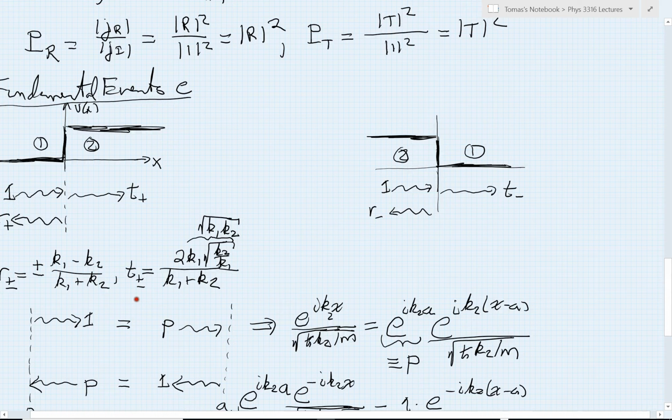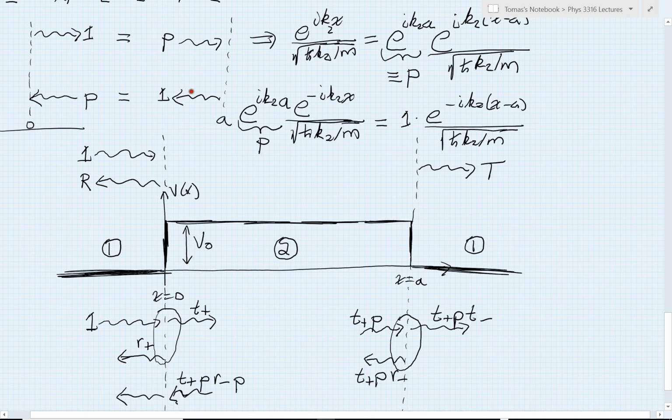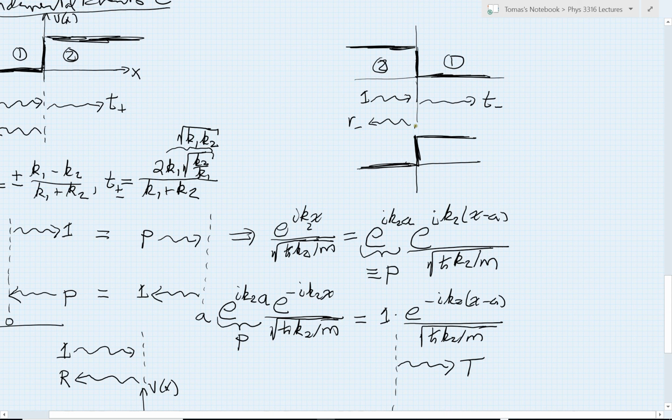So that then I will denote as yet another scattering event. So what I'm hitting then is this upward step. Right? I'm coming back and I'm hitting my upward step, but I'm coming in from the backward direction. Right? So I have an incoming 1, which then would generate some reflected piece and some transmitted piece. And I need now to know the amplitudes from this.